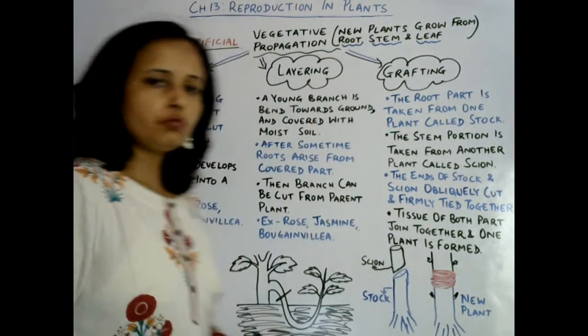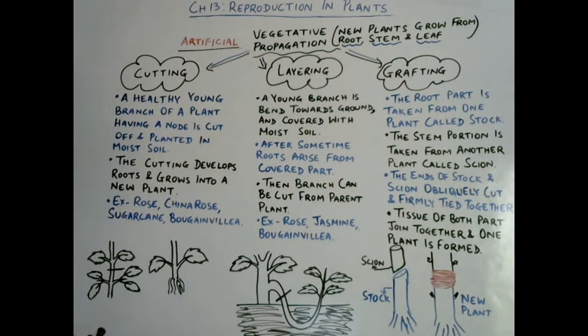Okay, so what is cutting? Cutting is a mode of artificial vegetative propagation in which a healthy young branch of a plant having nodes should be cut and planted in moist soil. Look at this diagram. Nodes are the places from where new branches, leaves, flowers, and other parts arise. That is called a node. So in the cutting method, the branch of a plant should be cut in which at least one node should be there.